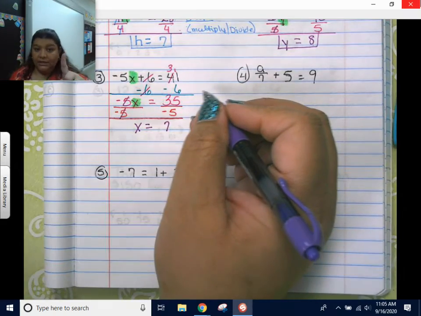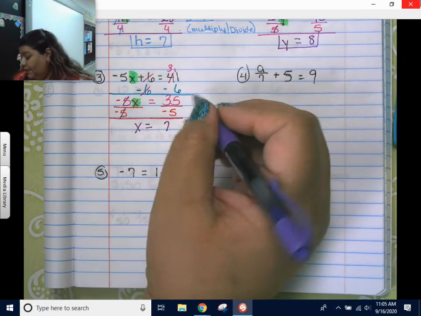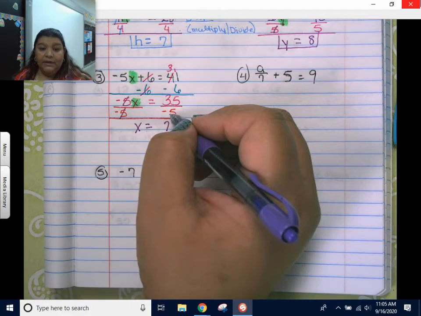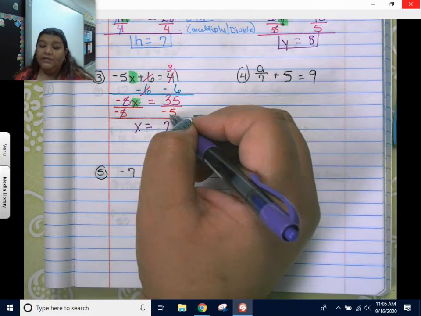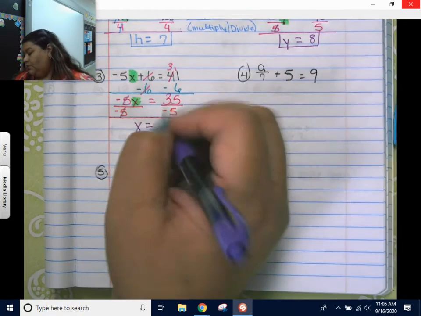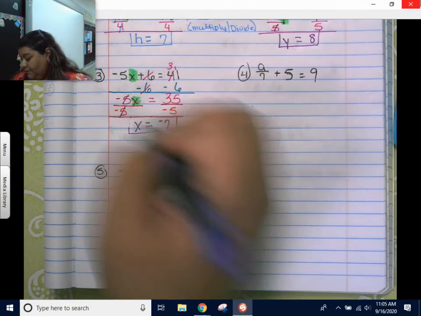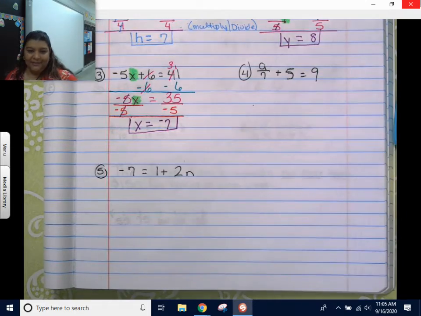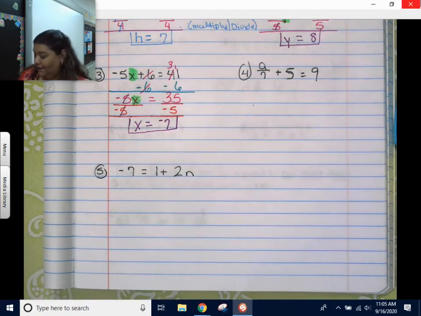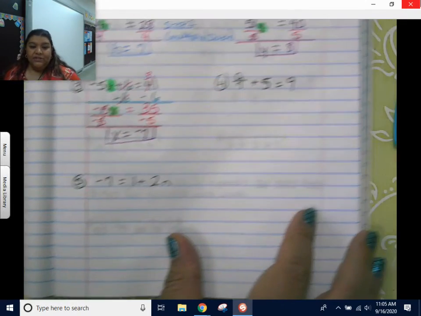Now wait, look at the signs. Yes, good. Positive 35 divided by negative. Your signs are different, so they are negative. Good. Getting the hang of it? Find the pattern? Okay. Let's do a division.